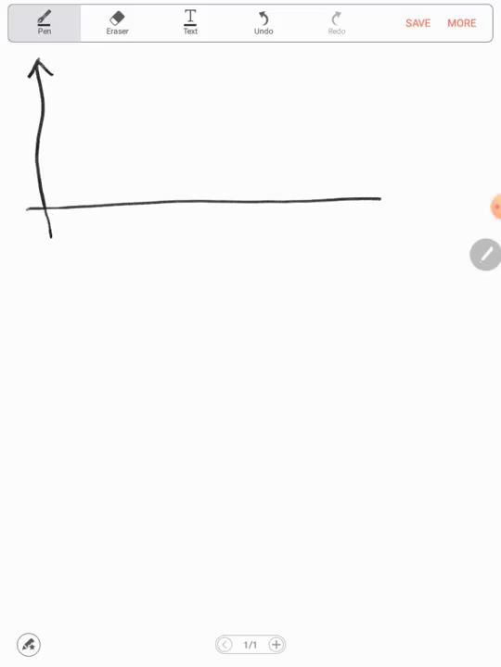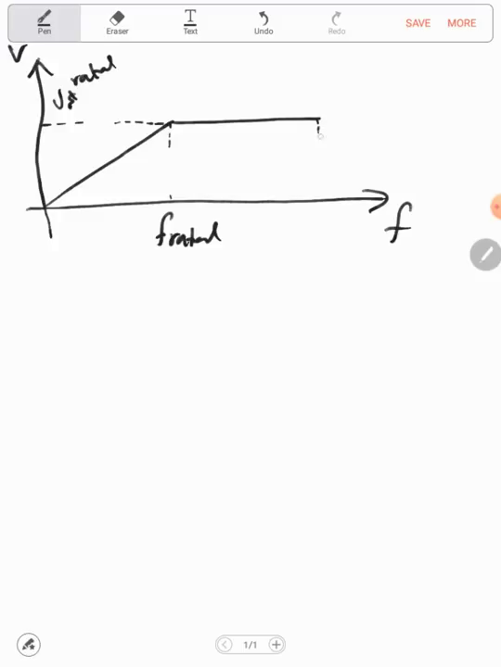So in the last video, we were discussing the constant V over F and the frequency control. Let's recall that if this is the frequency and this is the voltage, we simply assume that we are following a constant V over F until the F rated, at which the voltage must be Vs rated, and after that we have a frequency control until we reach F max.